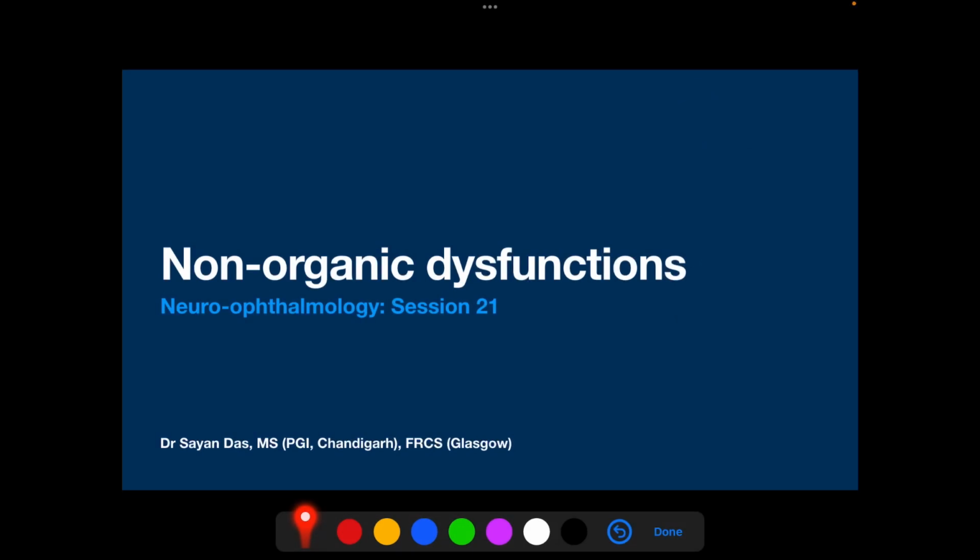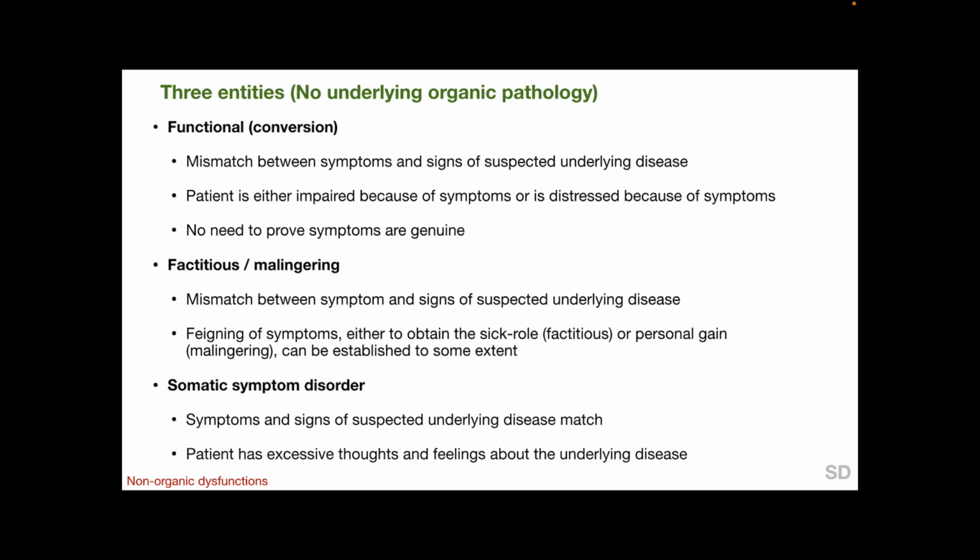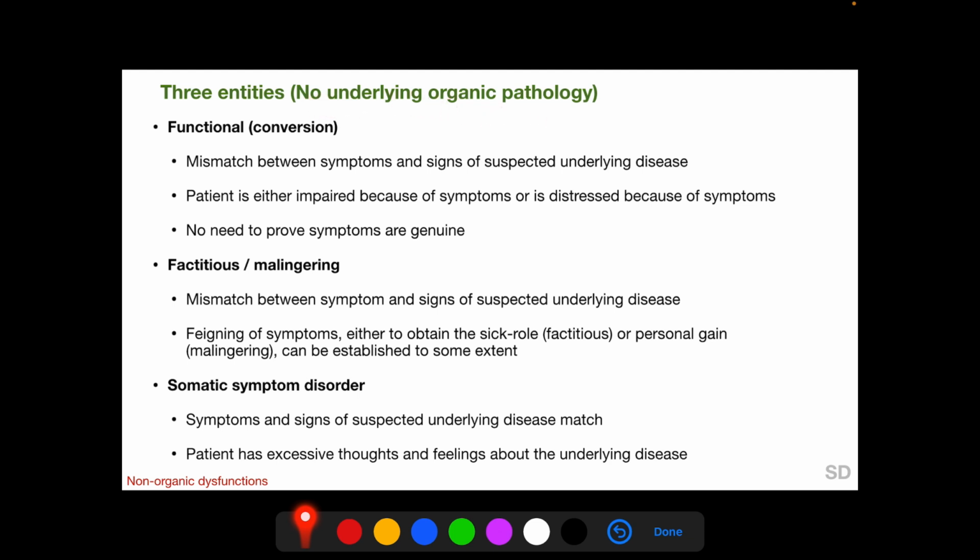In this session, we are going to discuss the non-organic dysfunctions related to the visual system. Non-organic dysfunctions relate to those situations in which symptoms and/or signs cannot be correlated with a definite organic underlying pathology. So the denominator of a non-organic dysfunction is absence of an underlying organic pathology, and there are three categories of entities under this umbrella. We have functional or conversion disorders, factitious or malingering situations, and somatic symptom disorder.